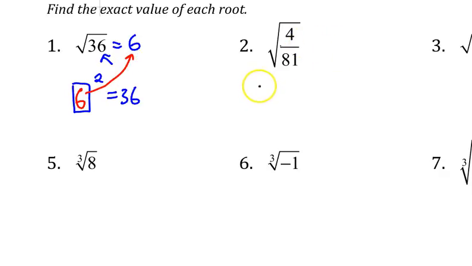Same thing here. What times itself 2 times equals 4 over 81, and you come up with, well, what times itself is 4, and you get 2. What times itself is 81, you get 9, so just 2 over 9. Okay. So that's the square root.